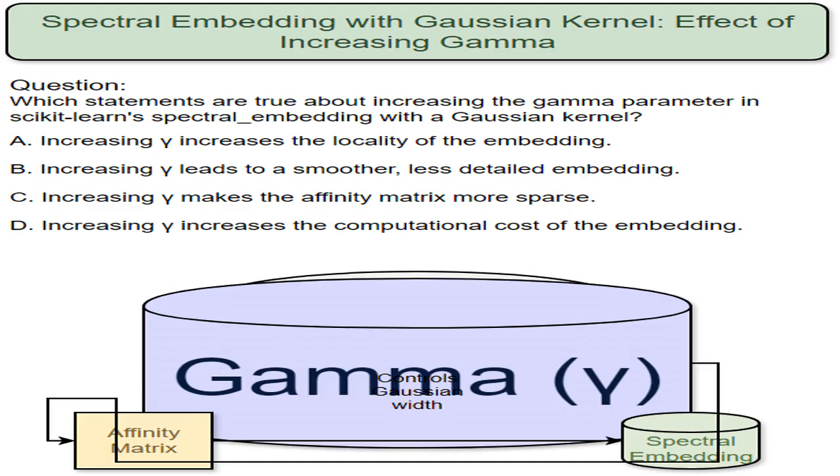Gamma is a parameter in the Gaussian kernel. It controls the width of the Gaussian curve. A higher gamma means the curve is narrower, meaning similarity drops very quickly with increasing distance. A lower gamma means the curve is wider. Similarity decreases more slowly with distance.